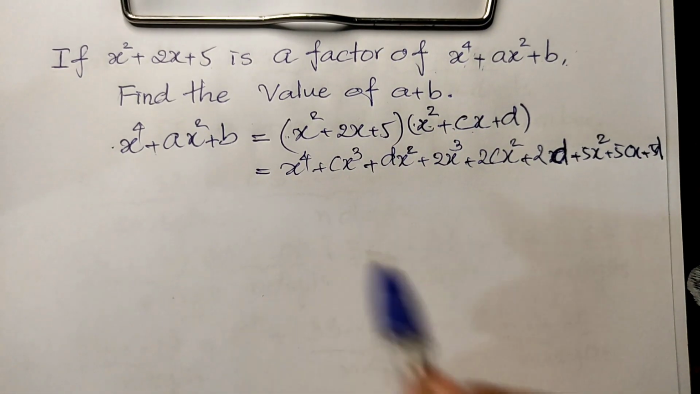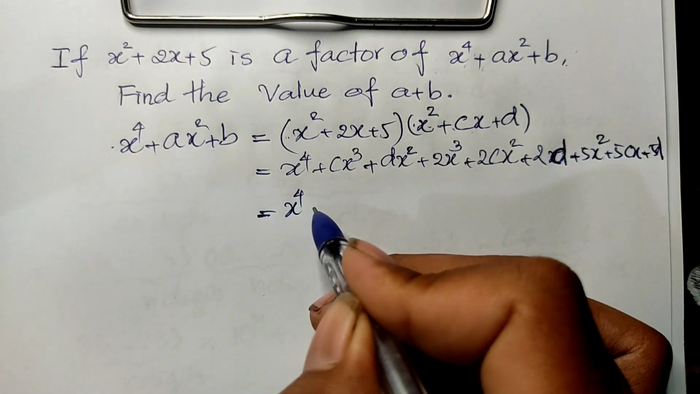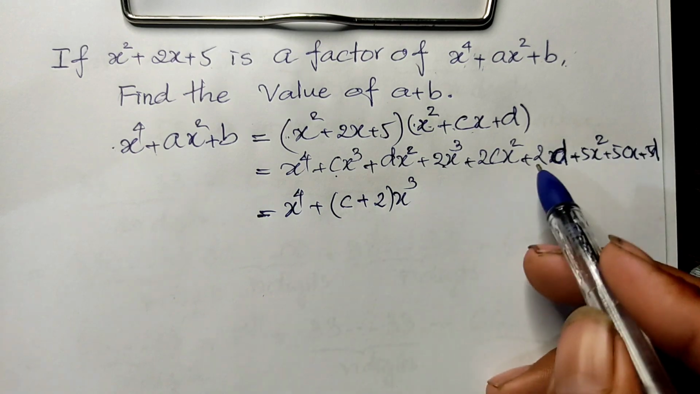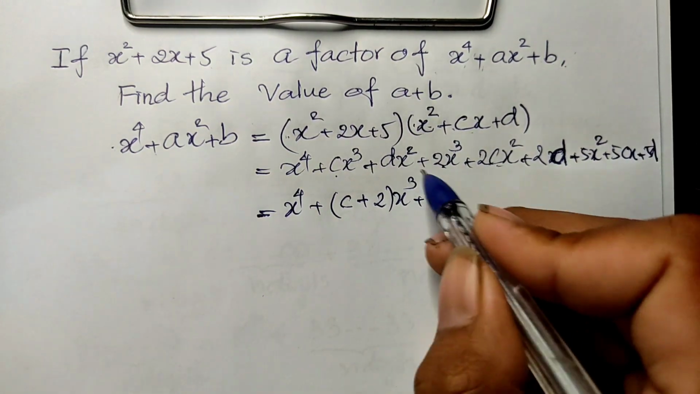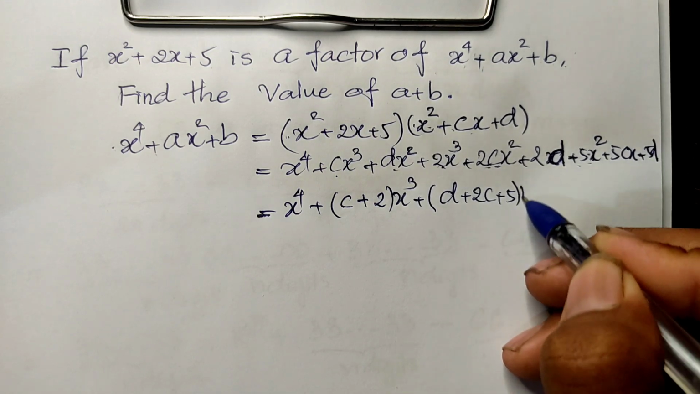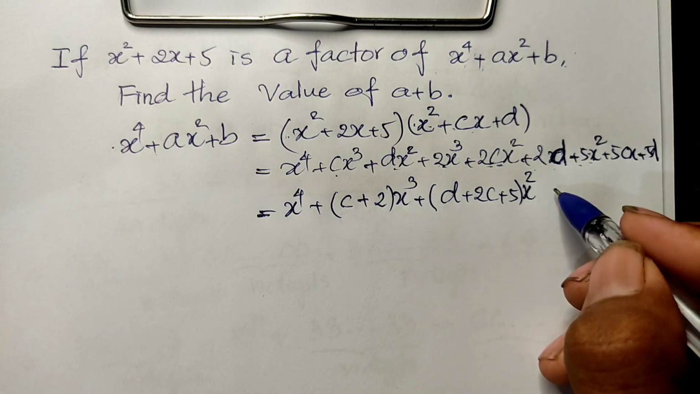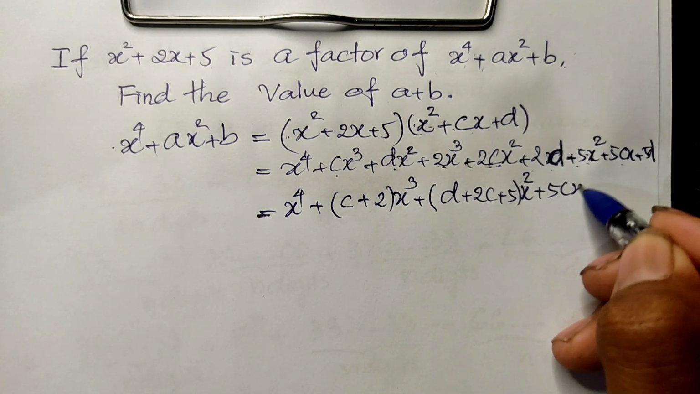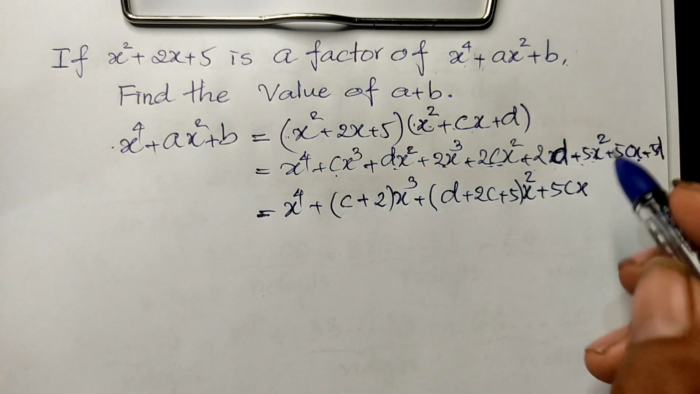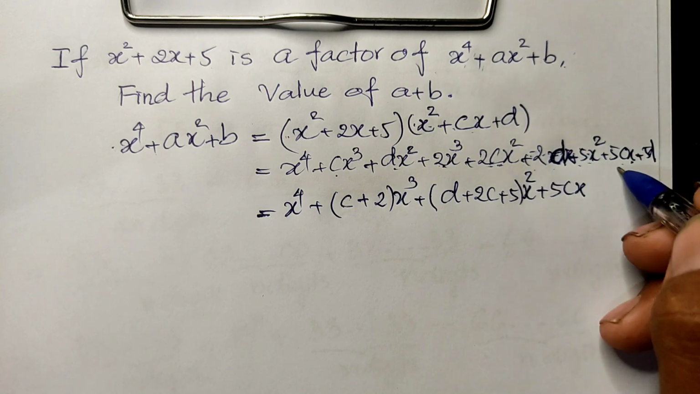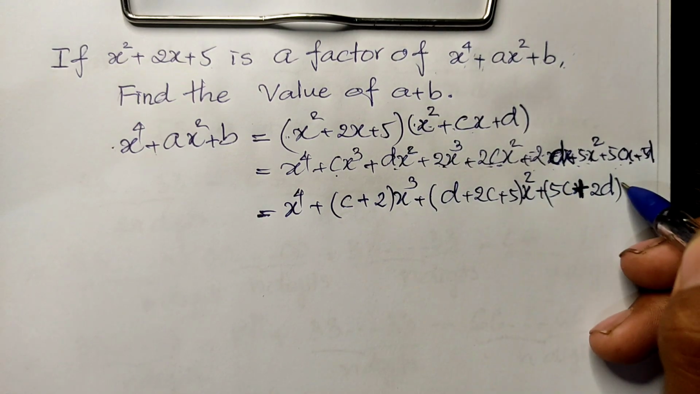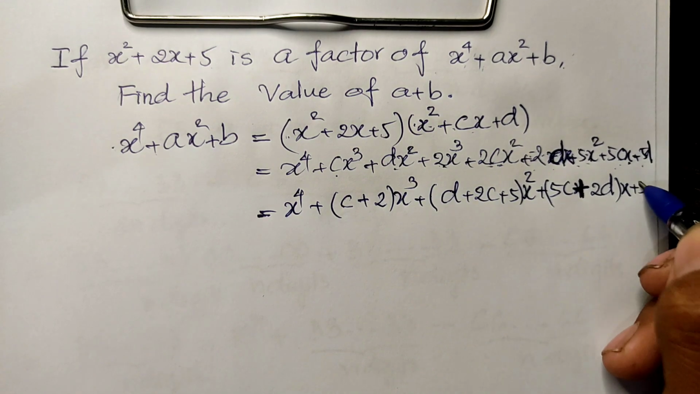Okay, now from this equals, I get x power 4, and plus c plus 2 multiplied by x power 3, and for x squared I get plus d plus 2c plus 5 multiplied by x squared, and plus 5c plus 2d multiplied by x, and in the end plus 5d.